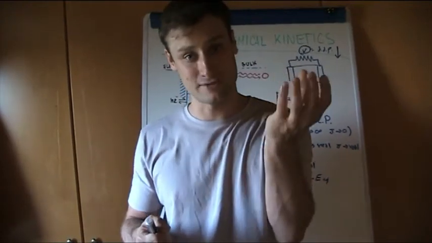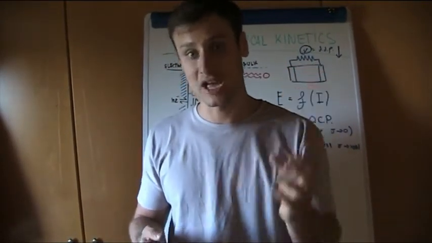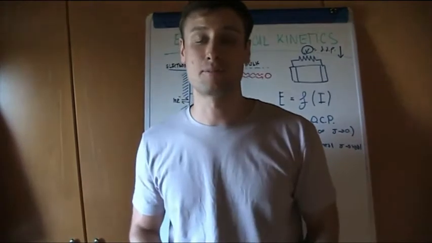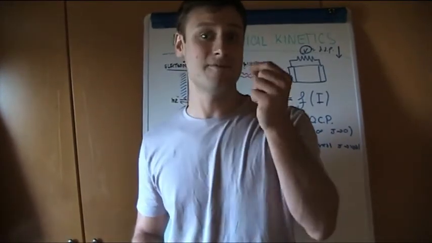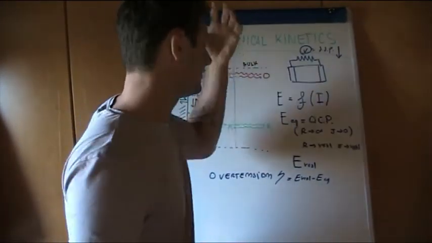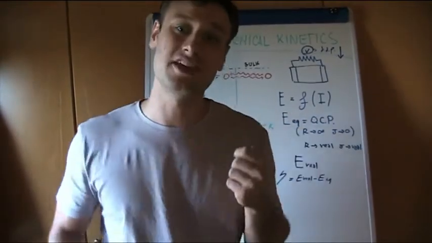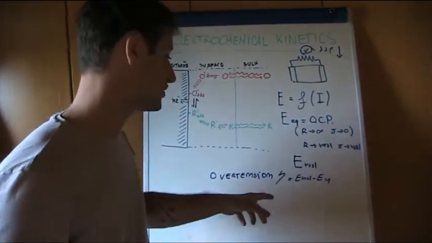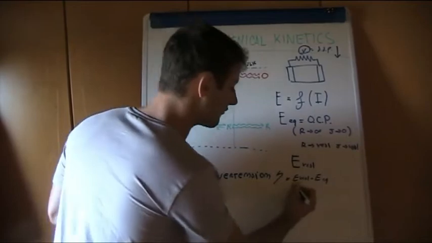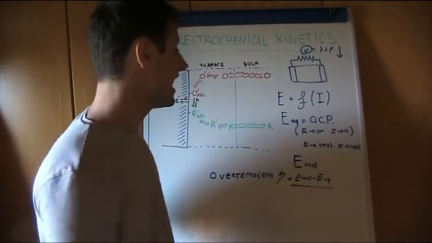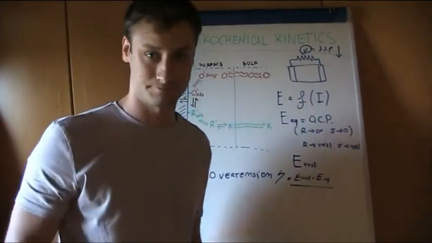This difference between the real actual voltage and the equilibrium one represents the overtension. And the kinetics describes the amount and the intensity of the overtension, the difference between the real potential and the equilibrium one, as a function of the current.